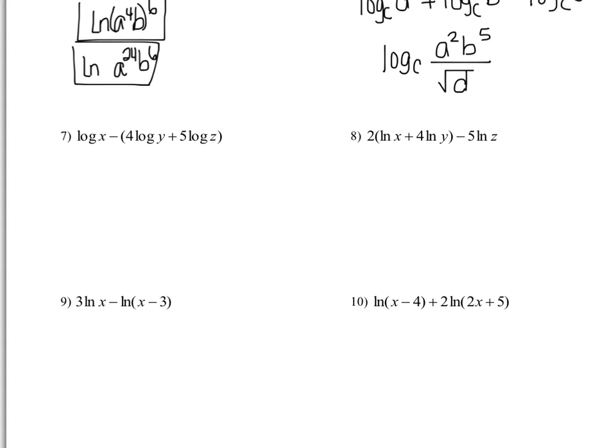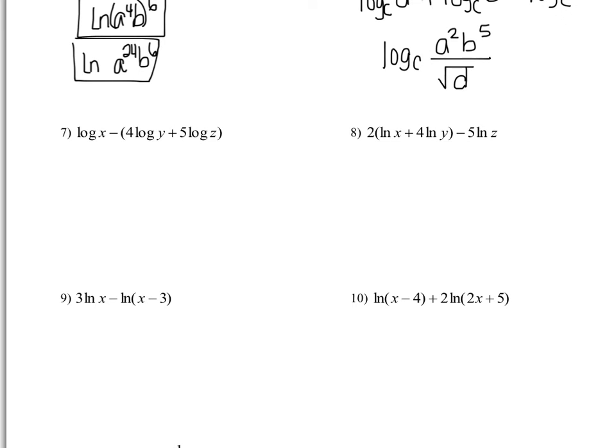Okay, example number 7 is a little different than all the rest just because parentheses tell us to do this first. So let's take the power, bring them back up, take the power, bring them back up. So we've got log of y to the 4th plus log of z to the 5th. And if we want to condense this, addition means to multiply. So we've got log of y to the 4th, z to the 5th.